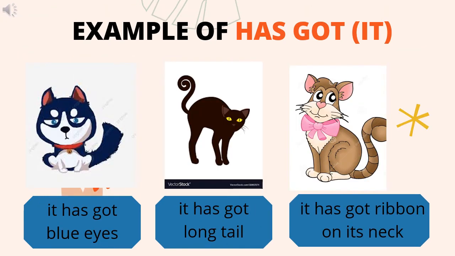Let's look at the examples for the pronoun it. It has got blue eyes. It has got long tails. It has got a ribbon on its neck.